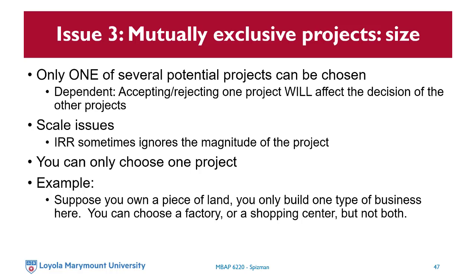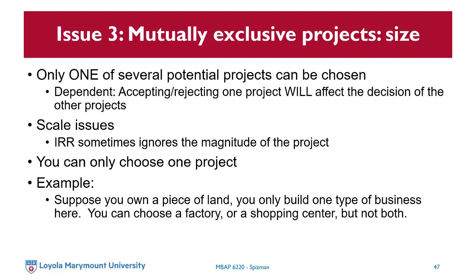So we're going to now look at the third issue, which is dealing with mutually exclusive projects. There's two components to this. The first one is size. Whenever we have mutually exclusive projects, remember that we only have one of several potential projects to choose from. So this is the dependency. Accepting one project will affect the decision of another project.